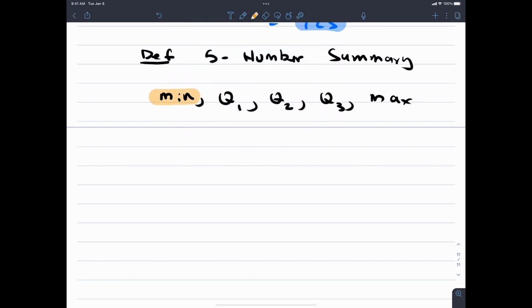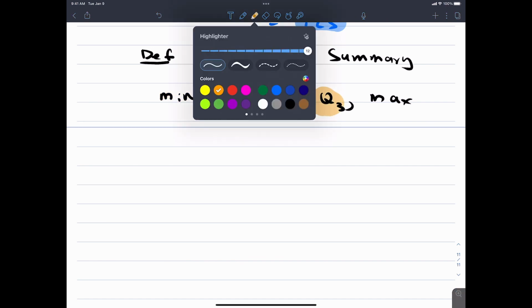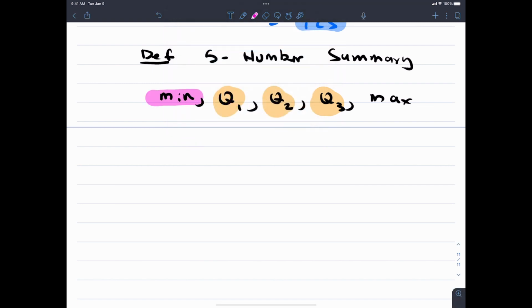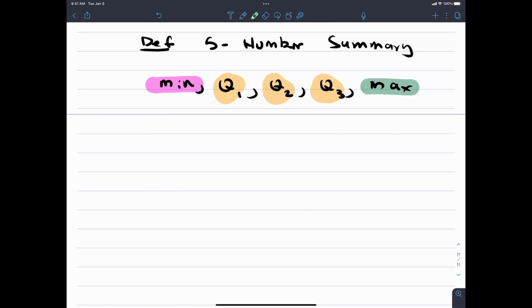So min, and I guess I was using orange for the quartiles, so I'll stick with that. Let's bring out pink, pretty in pink. What do you guys think? Okay, we'll use pink for the minimum, Q1, Q2, Q3, and max. Okay? So, for example, the test score data, can you guys give me the 5-number summary? For test score data, give me the 5-number summary.